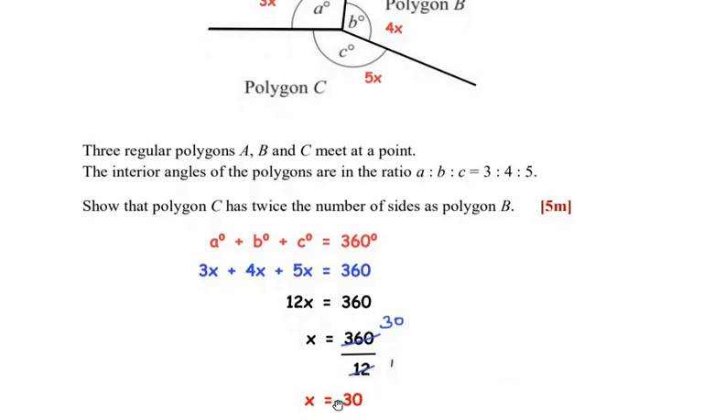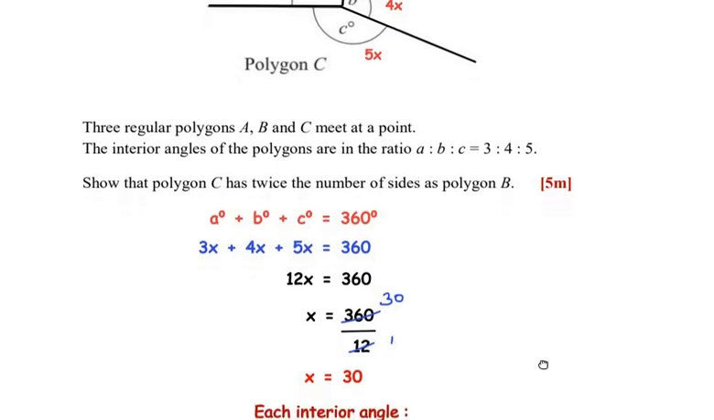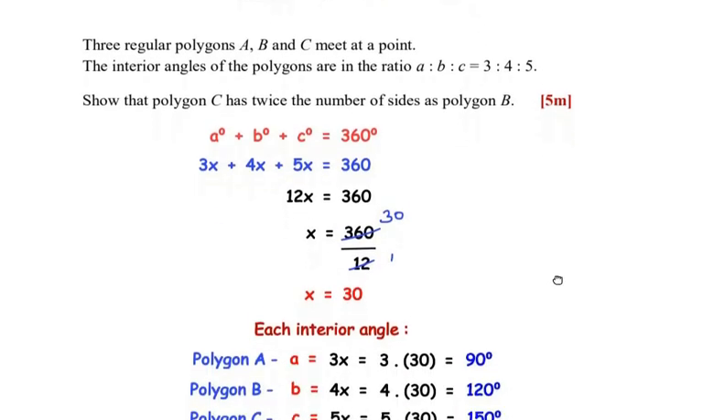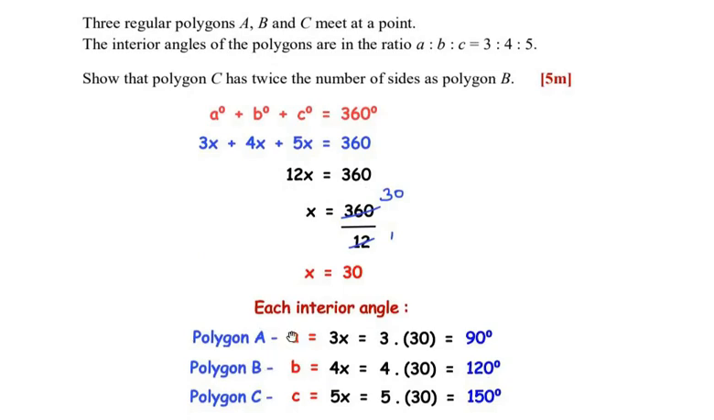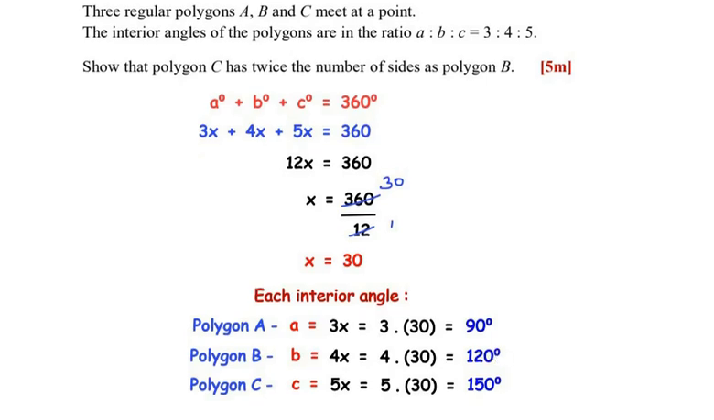Now once we have x, we can find out the value of angle A, B and C. So here we have written each interior angle of polygon A, B and C. The interior angle of polygon A, which was given as 3x, is equal to 3 times 30, which is 90 degrees. Now the interior angle of polygon B is equal to 4x, which is equal to 4 times 30, giving us 120 degrees. And for polygon C, we have 5x, that is 5 times 30 equal to 150 degrees.